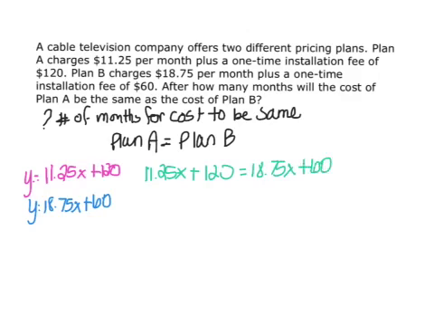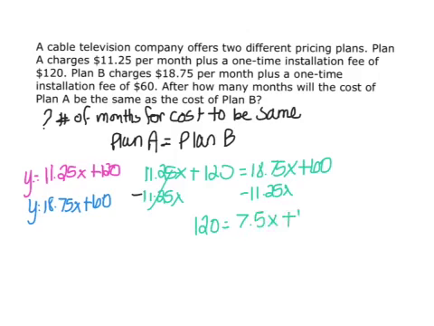Now, technically, you could put this into the calculator. However, given the large numbers and it possibly not showing up well on the screen, you can also just solve this using what we know about two-step equations. So I'm going to get rid of the smaller value with the x first. So I'm going to subtract 11.25x from both sides. This gets rid of that, and I'm just left with 120 equals 7.5x plus 60.